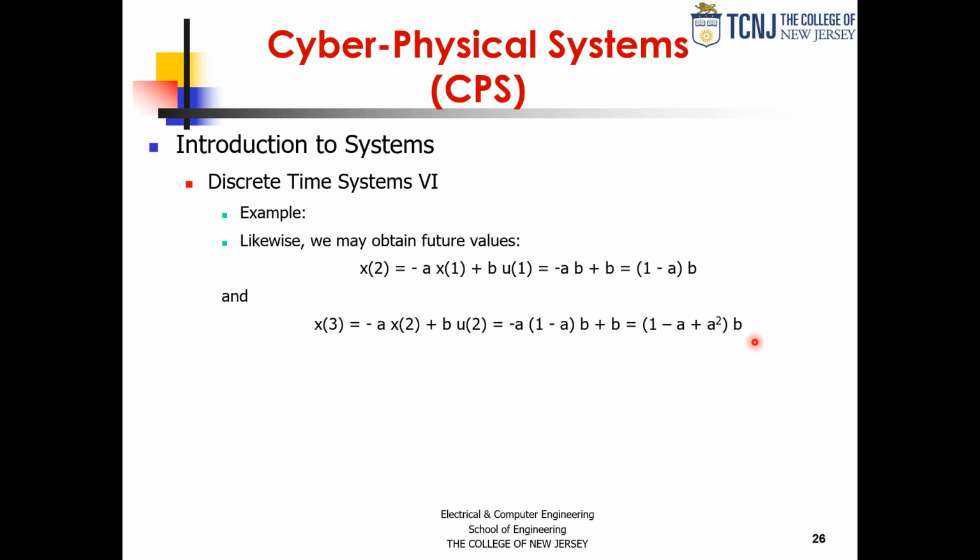And can I just keep doing that? So this is a small example that shows that for an n-order system, if I know the initial conditions and I know the input, I'm going to be able to predict the behavior.